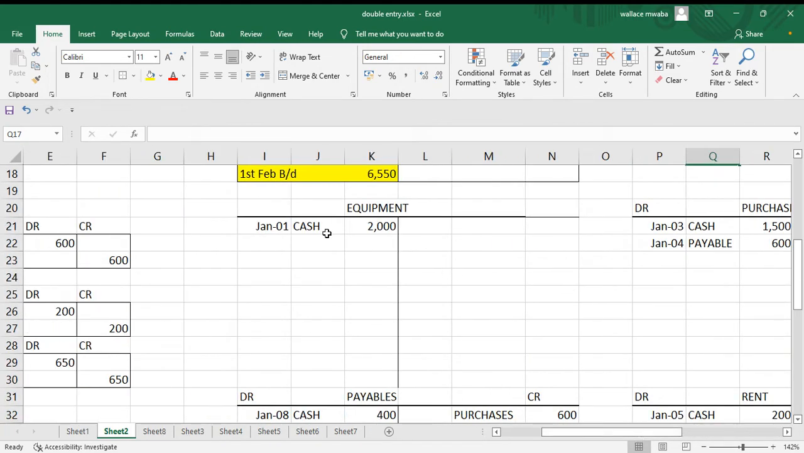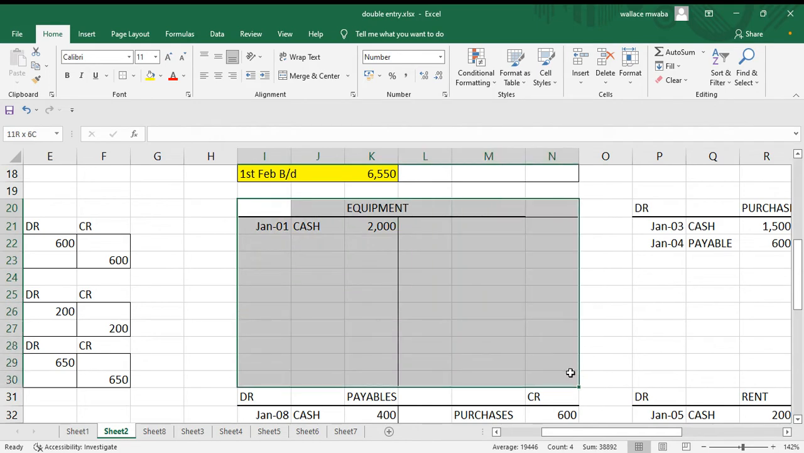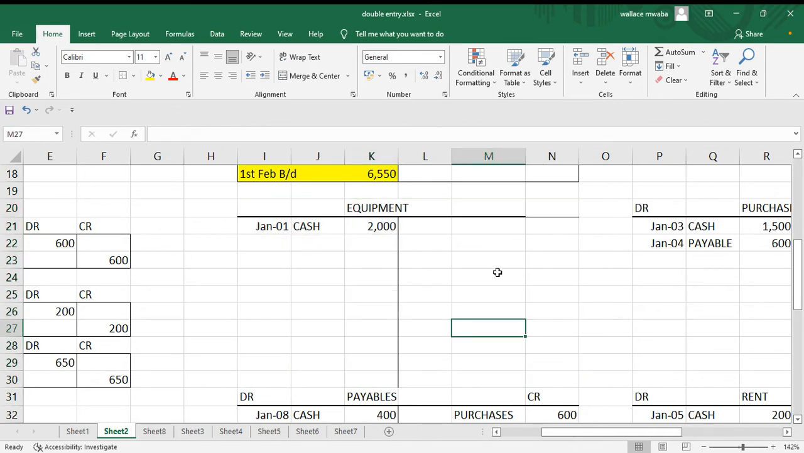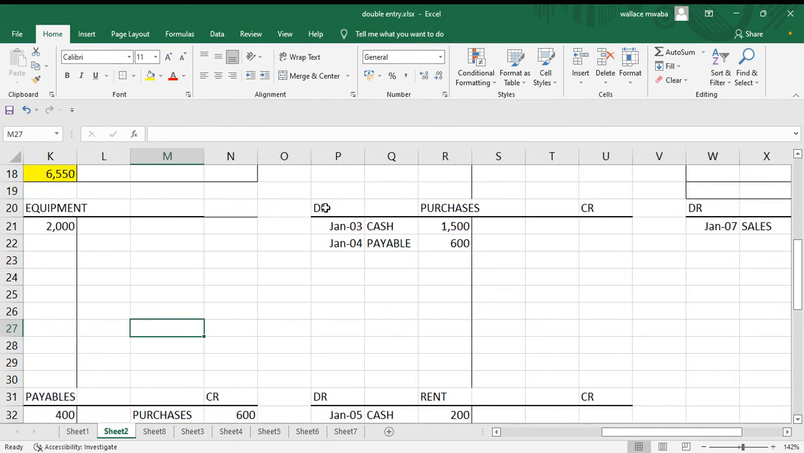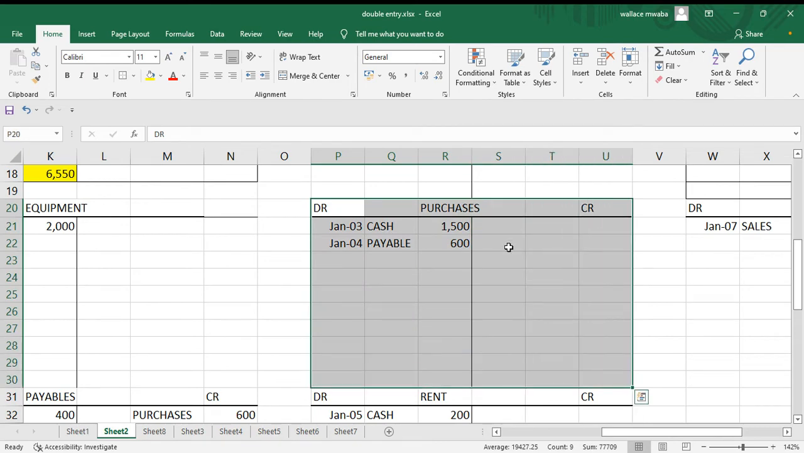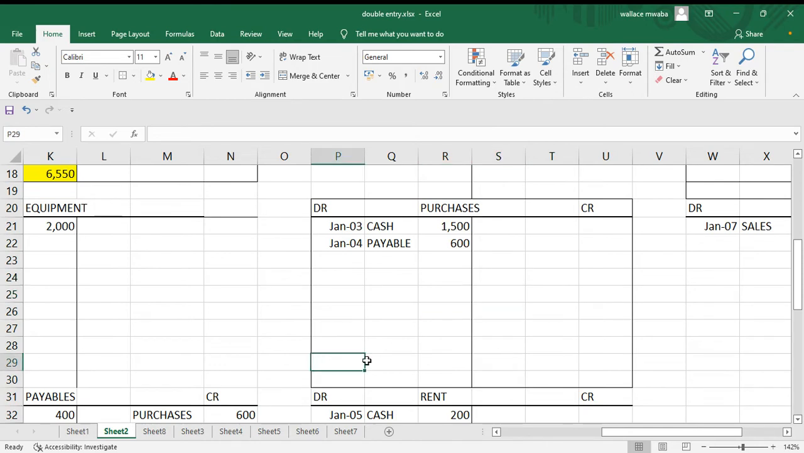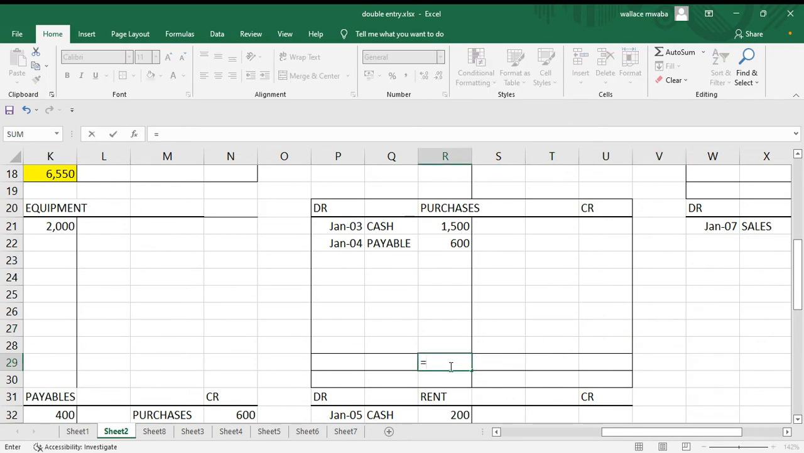Similar with the equipment account. We have this amount here, and it's the only amount here. So you can just leave this account like this. Purchases account: we total up, and we can see here the debit side is the higher side.